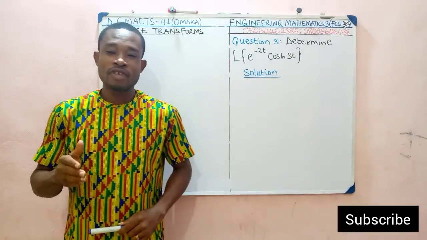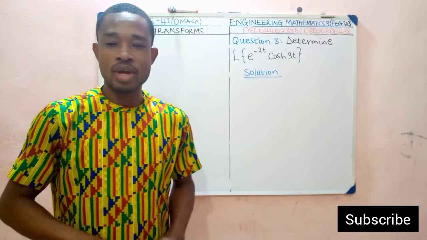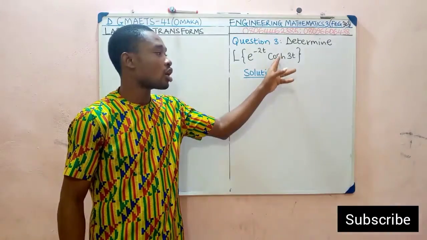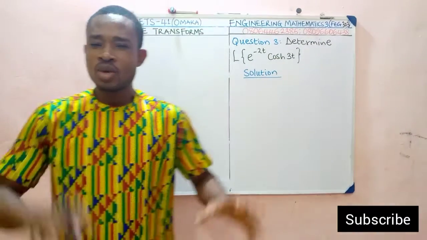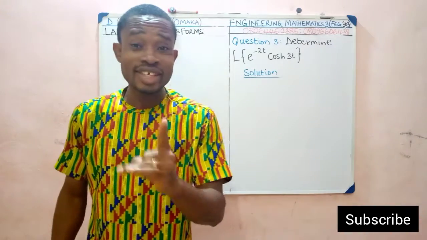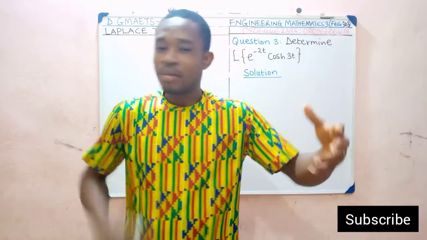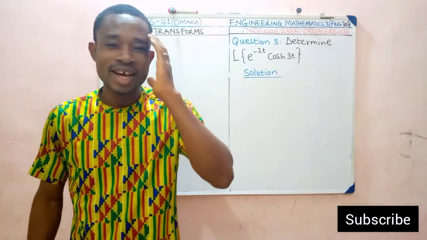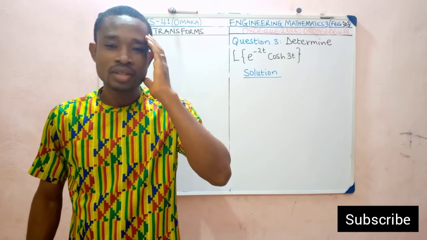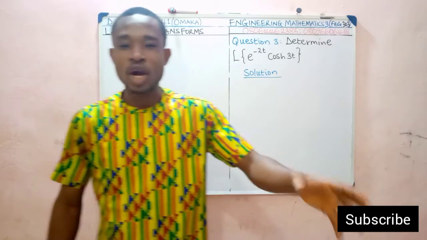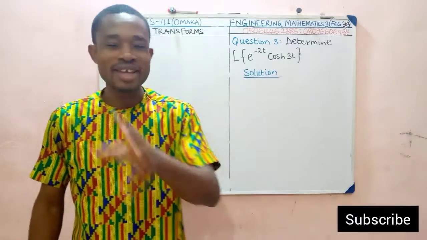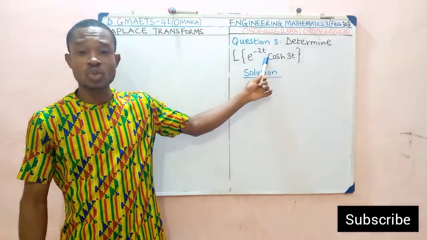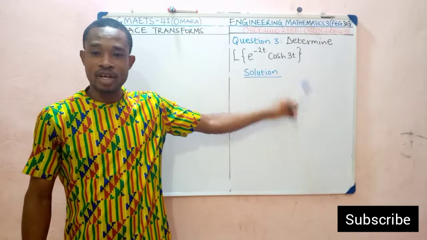In this video, we've got yet another question where we are to determine the Laplace of exponential minus 2t cosh 3t. Whenever you're given a problem like this, you see exponential multiplying any other function of t. You want to pause a little and think. Think about what? The rule of Laplace transform where exponential plus minus at is a multiplier. That is multiplication, right? Between this exponential function and this hyperbolic function.